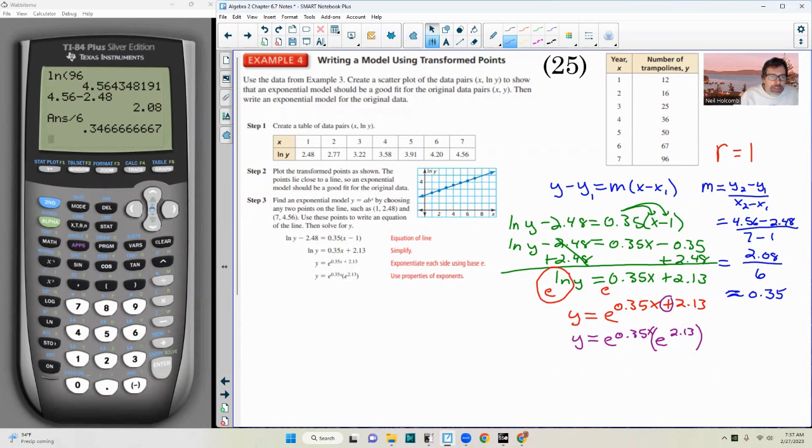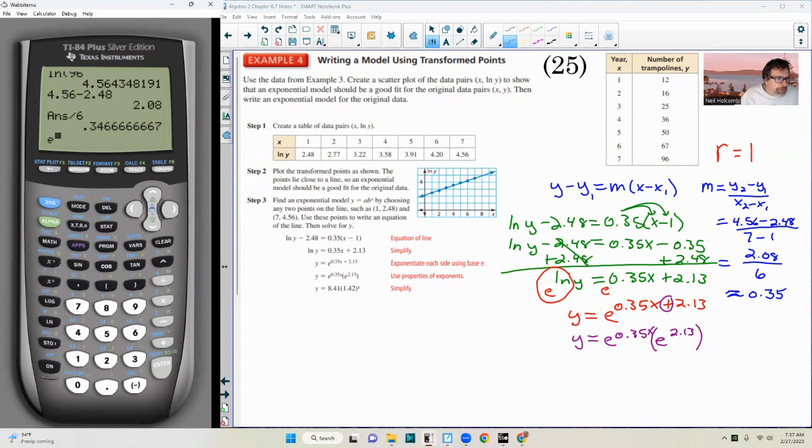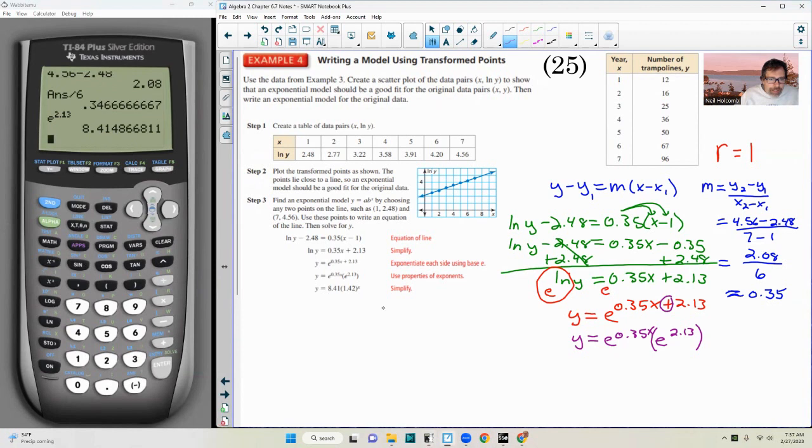So then the book is showing this step, and they aren't explaining where it comes from. So watch what I'm going to do. I'm going to do second natural log to get e to a power, and I want e to the 2.13. 2.13, hit enter, and I got 8.41, and that's where that came from. So it's y equals 8.41, which came from this component, and then it's e to the 0.35.